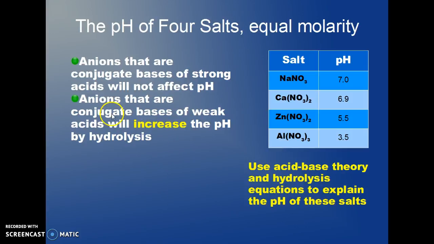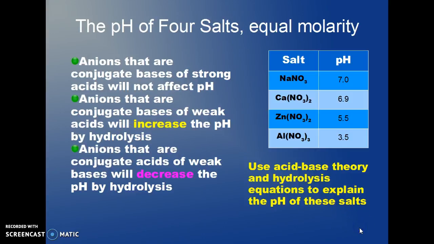Now we saw in a previous slide that anions like acetate that are conjugate bases of weak acids like acetic acid will of course increase the pH by hydrolysis. And on some occasions you have anions that are conjugate acids of weak bases. You've seen some of those before, especially the polyprotic acids. They will decrease the pH by hydrolysis. You can find examples in your textbook.